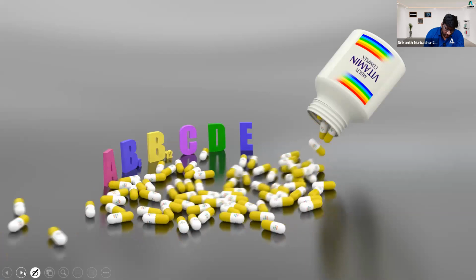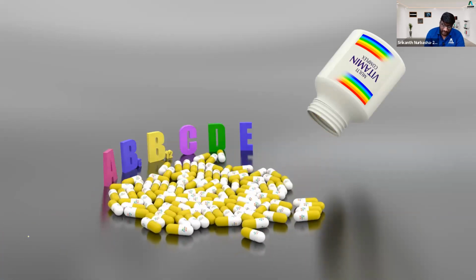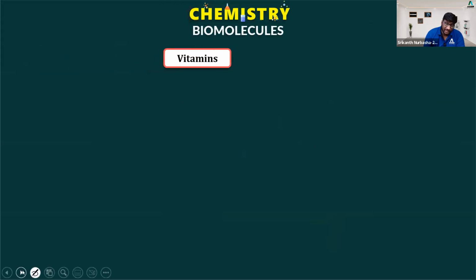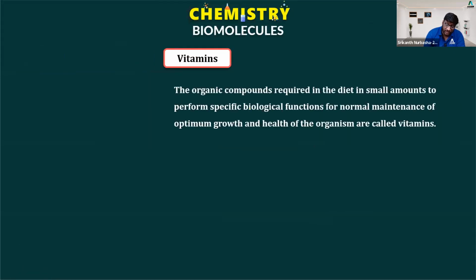Then comes the vitamins. Details about enzymes and enzymatic activity we will discuss again in surface chemistry. Catalysis, enzyme catalysis. Vitamins are the organic compounds required in the diet in small amounts to perform specific biological functions for normal maintenance of optimum growth and health of the organism. That is said to be vitamins. Vitamins are required to perform the biological functions happening inside a body at a normal rate.